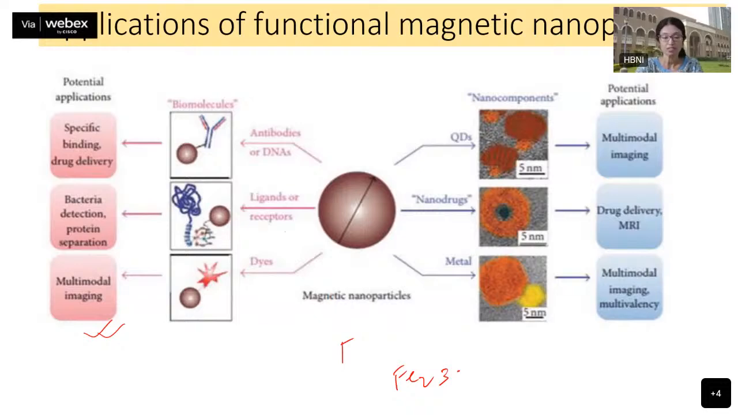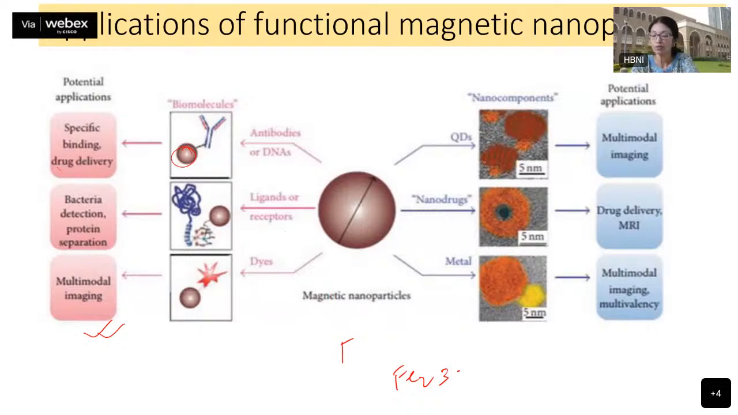all such different activities. Otherwise, what you can do is, on the magnetic nanoparticles, you can put in antibodies or DNAs. And so you have this biomolecule, as it is shown over here, on which this magnetic nanoparticle is attached. And then you can use it for specific binding, drug delivery. So all these antibodies and DNAs are kind of the drugs, and you can have it for drug delivery kind of applications.